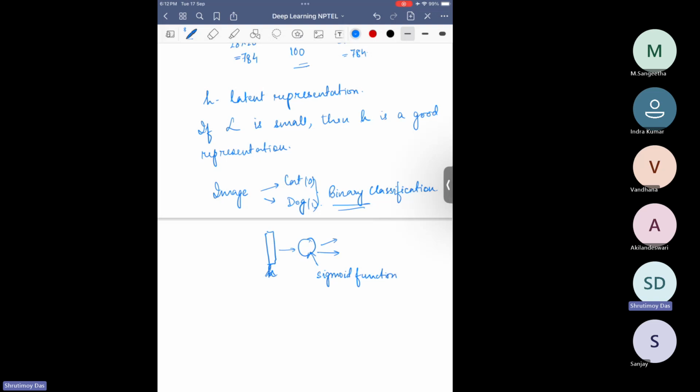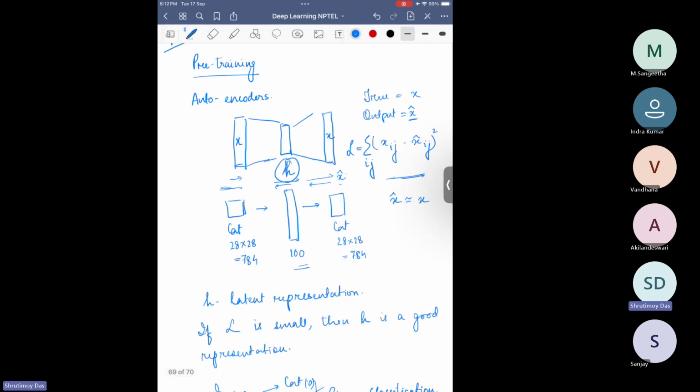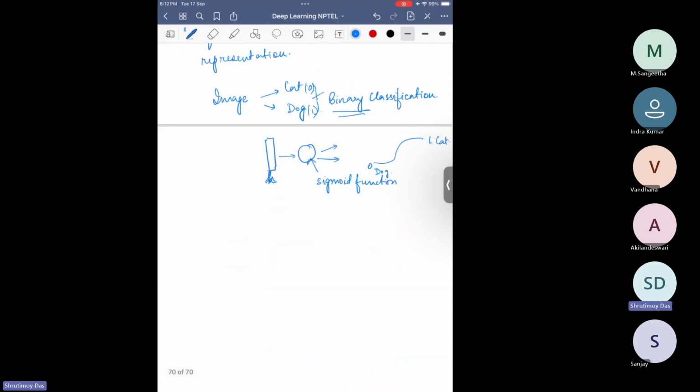So sigmoid basically tells you 0 or 1, right? So if something is 1, you say that your image has a cat. If it is 0, you say that your image has a dog, right? As simple as that. So here we see that once we have some hidden representation that we learn by training some autoencoder network, we can use that hidden representation for downstream tasks like classification or regression.